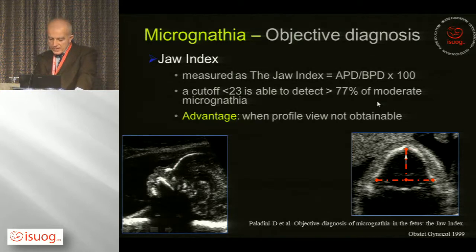The advantage of this approach is that it can be done when the profile view is not obtainable because of unfavorable fetal position. The disadvantage is that it requires a perfectly ventral approach, because otherwise, if the baby is tilted on either side, one hemimandible will shadow the other one, and so you're not able to measure it.